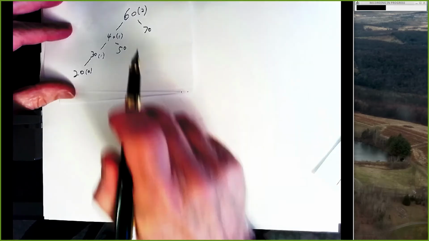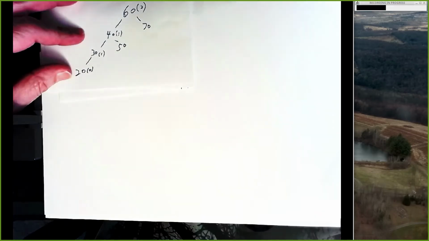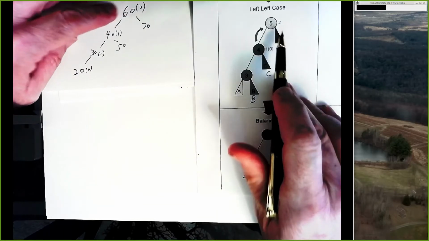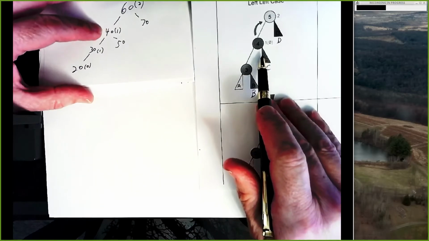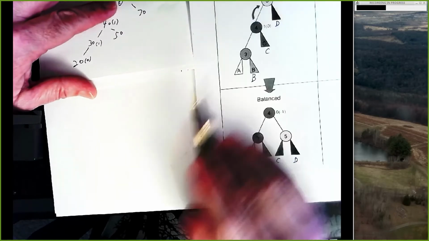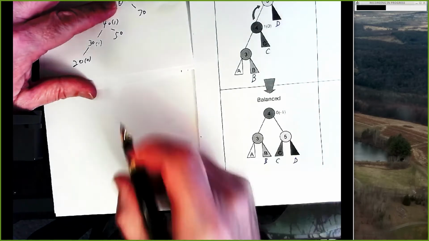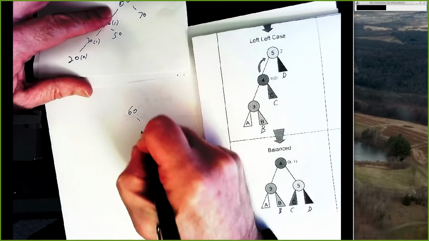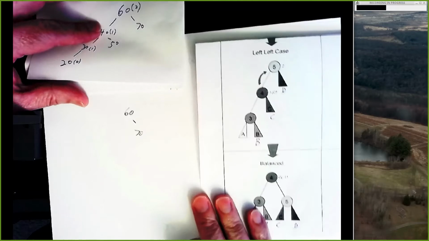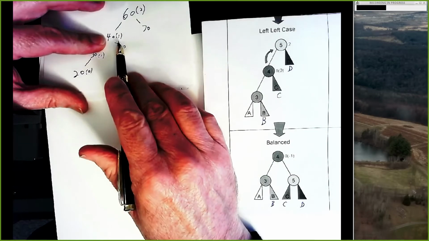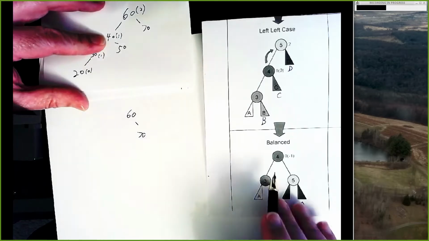All right, so there's our tree. We just inserted the 20. We're in a left-left case. This has a factor of 2, this has a factor of 1. So the adjustment we make is the following. This root node is going to come down on the right. So we're going to have a 60 and a 70. The left child of the 60, that's going to become the new root of the tree.